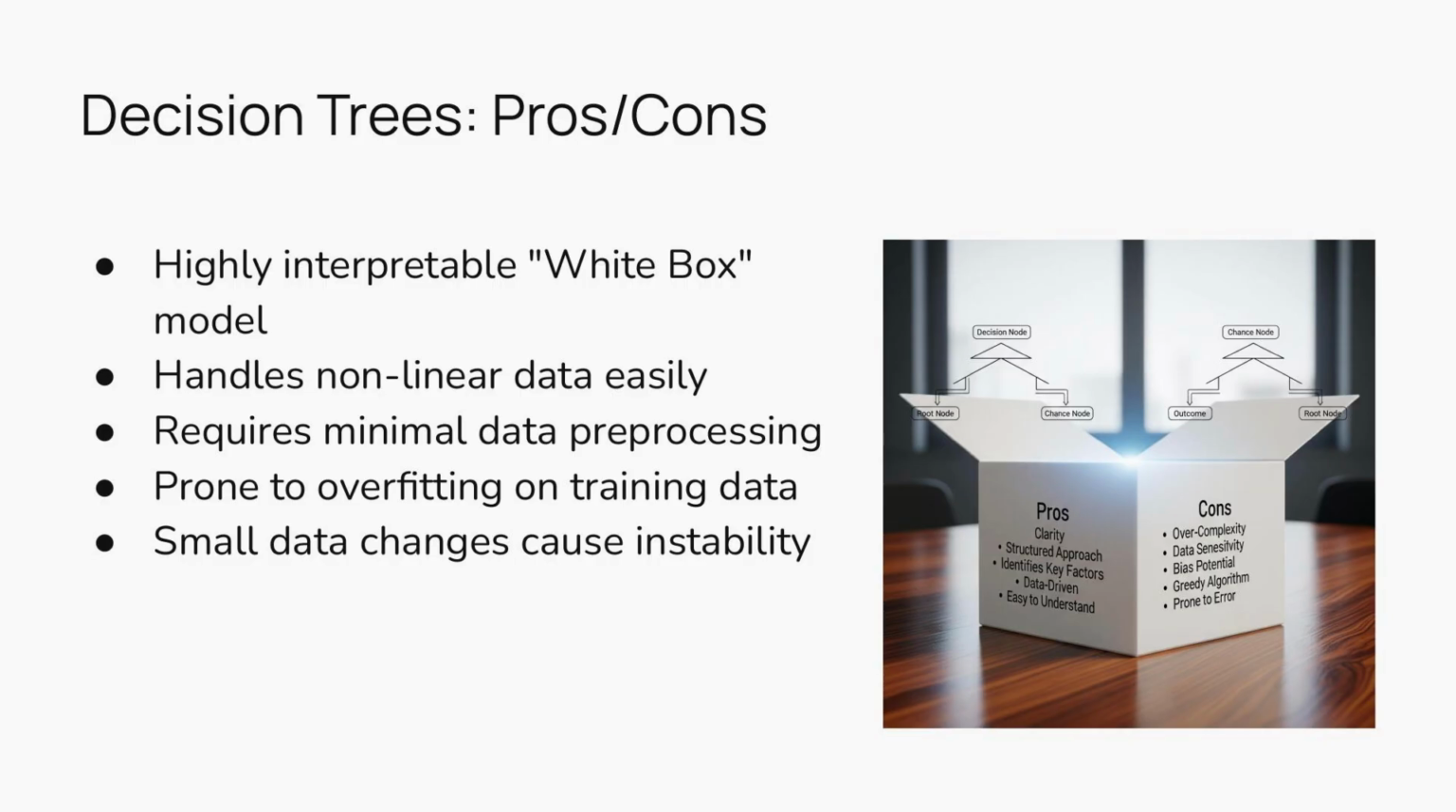So, let's summarize. The pros of decision trees are huge. They are super easy to interpret. You can literally print out the flowchart and show it to your boss. They naturally handle nonlinear data, which models like logistic regression can't. And they don't even need their data to be scaled. But the cons are also serious. They are extremely prone to overfitting if you don't control them. And they can be unstable. A tiny change in your data can sometimes cause the entire tree structure to change.